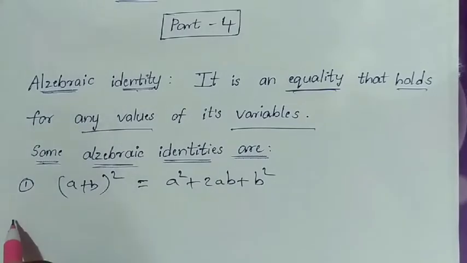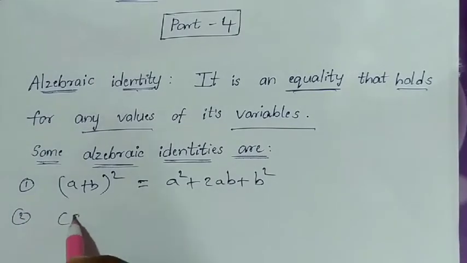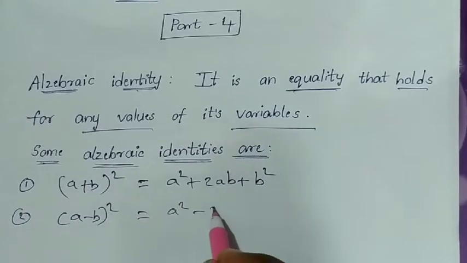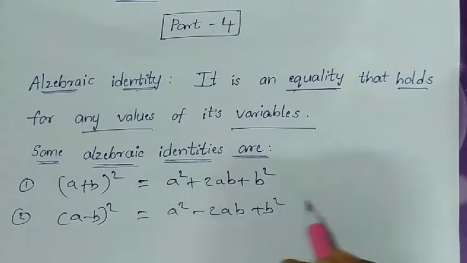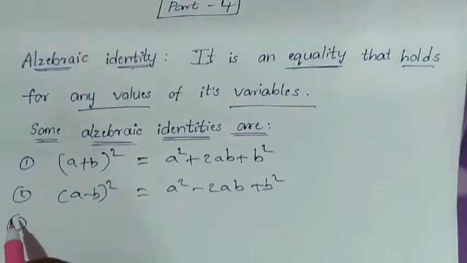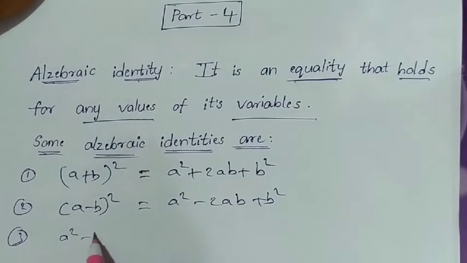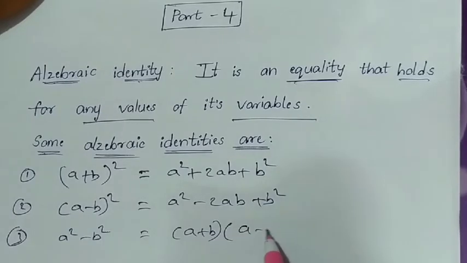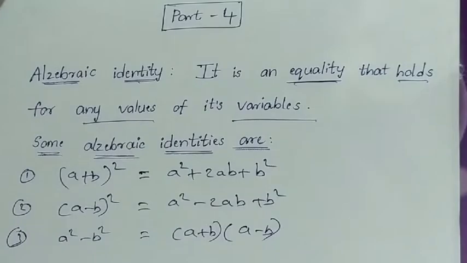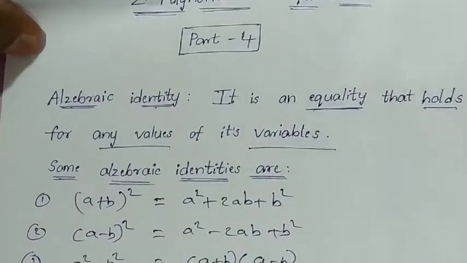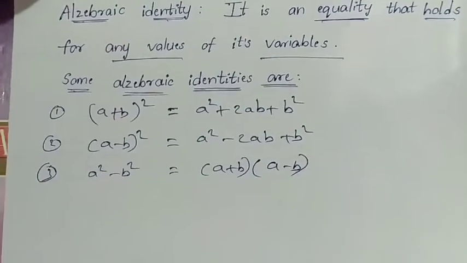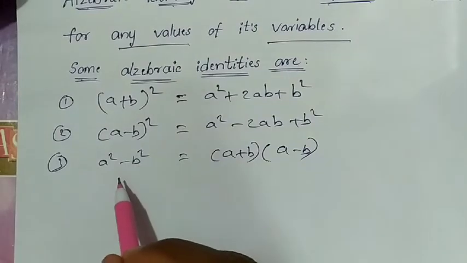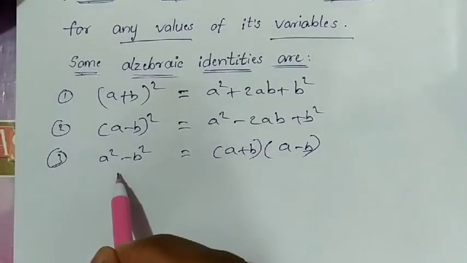Okay, next, the second one, (a minus b) whole square is a square minus 2ab plus b square. And the third one, a square minus b square can be written as (a plus b) into (a minus b). So we must learn these identities. These identities are very, very important. By using these identities, we can expand the given polynomials and we can factorize the given polynomials.